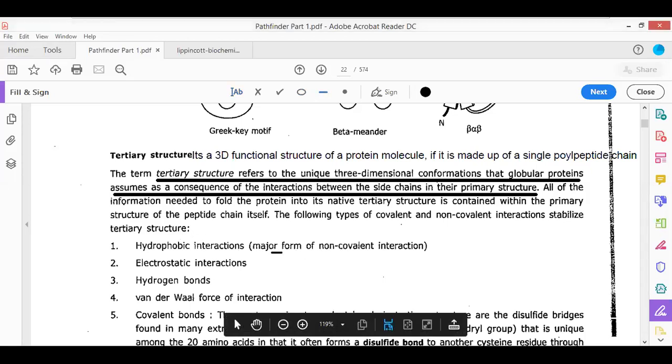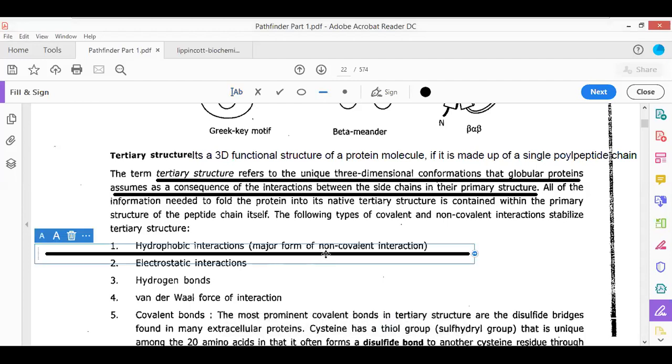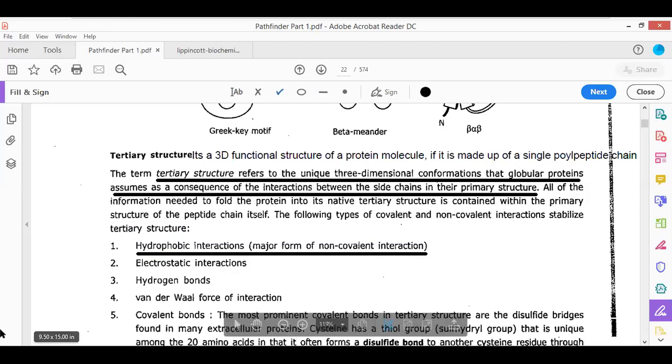In the primary structure of protein, it was the peptide bond, a covalent interaction. In the secondary structure, it was hydrogen bonding, and here it is hydrophobic interaction, the major form of the non-covalent interaction which stabilizes the tertiary structure of protein. So if the question is asked, you have to answer hydrophobic interaction.